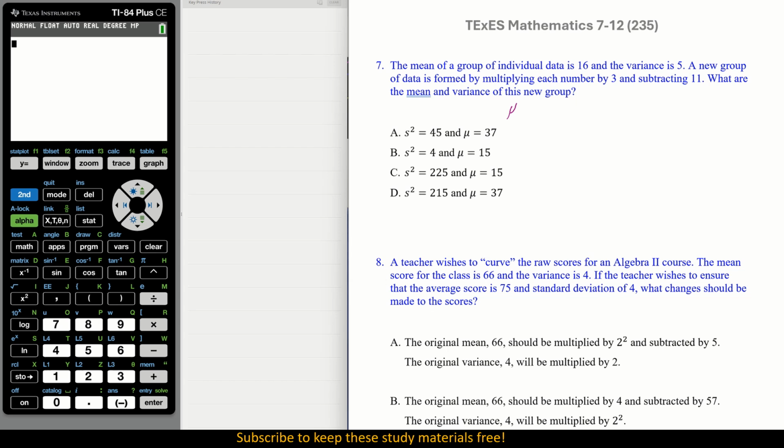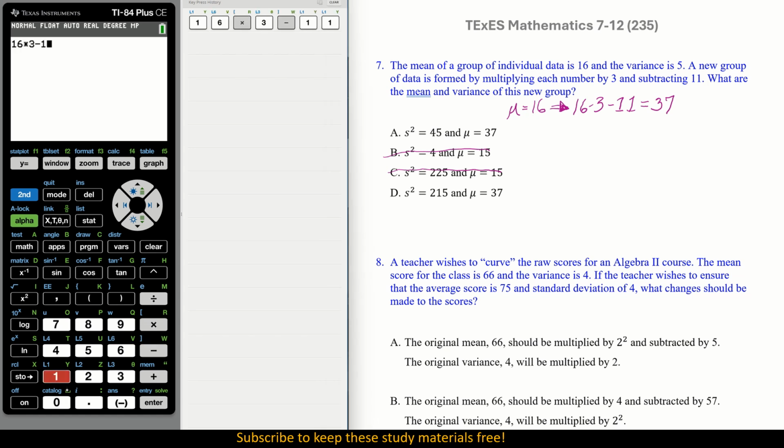We start with a mean of 16. This implies that we follow exactly what it says. The mean is affected directly, so that means we take 16 times the 3 minus the 11, and this will equal a mean of 37, which we have with A and D. This eliminates C and B. So 16 times the 3 minus the 11, yes, gives us 37.